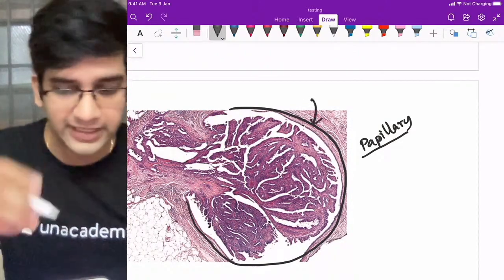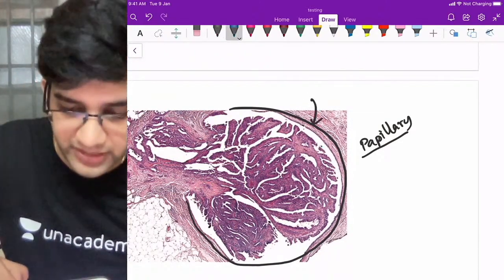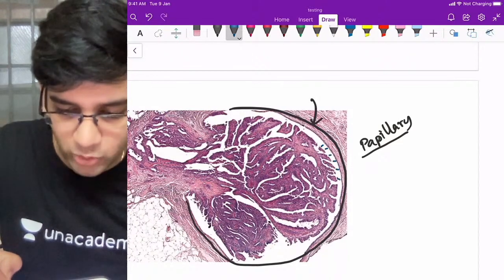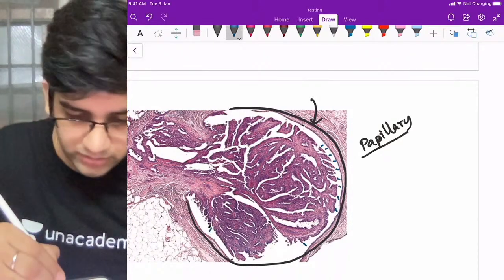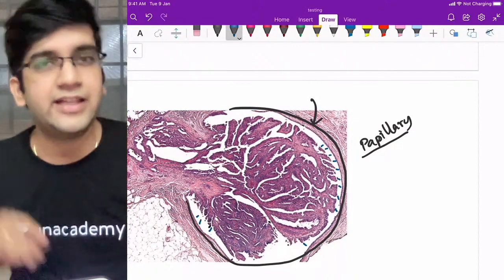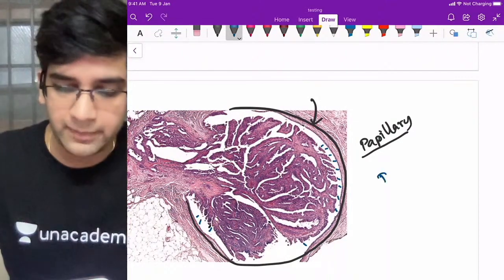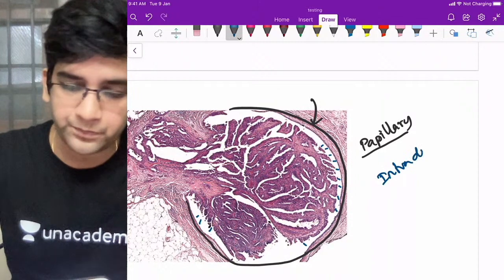You can see the duct which is getting dilated. How am I able to say it's a duct? Can you see the epithelial lining? Though it's a very low power image, can you see a blue lining? You can, right? It's a corner, there's a lining, so it's a duct. Inside that, it is growing. I'm having an intraductal papilloma. Okay?